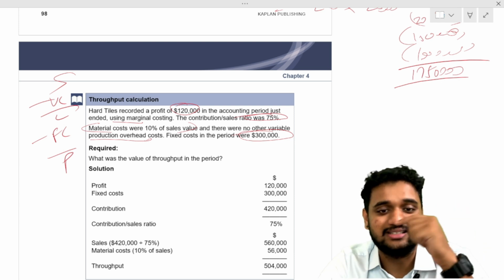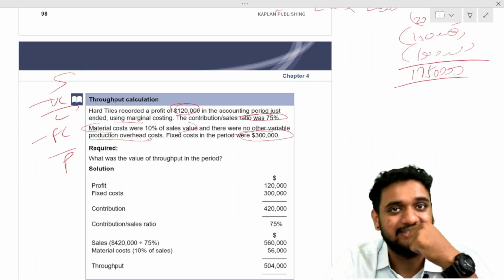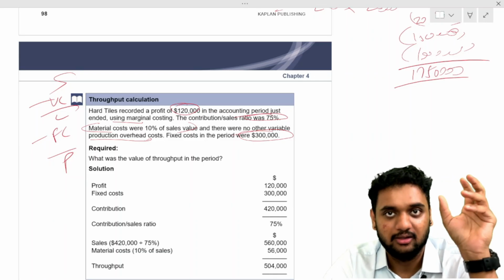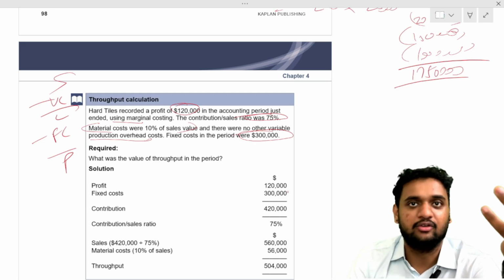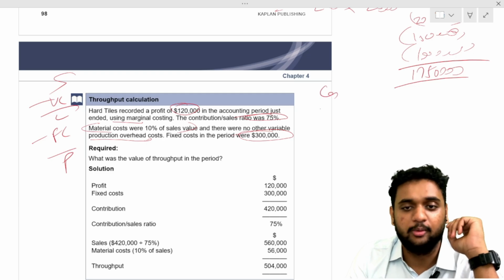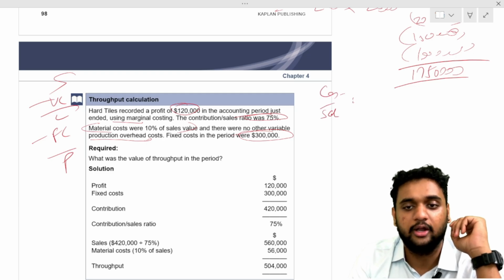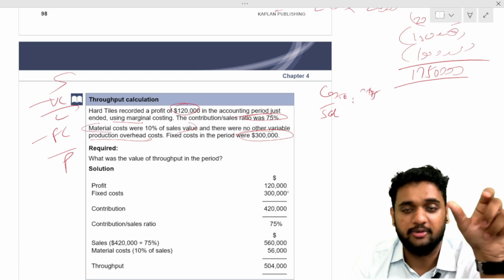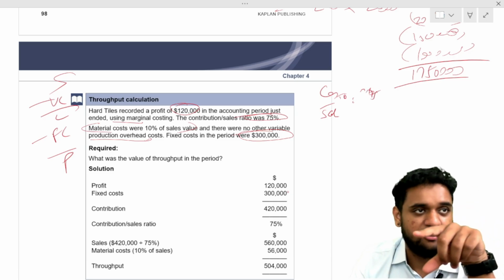With contribution and CS ratio, what can we find? Sales. How will you find? Correct, exactly. Very easy. What is the contribution by sales ratio formula? Contribution by sales into 100 is equal to 75%. Contribution by sales is equal to 75%.